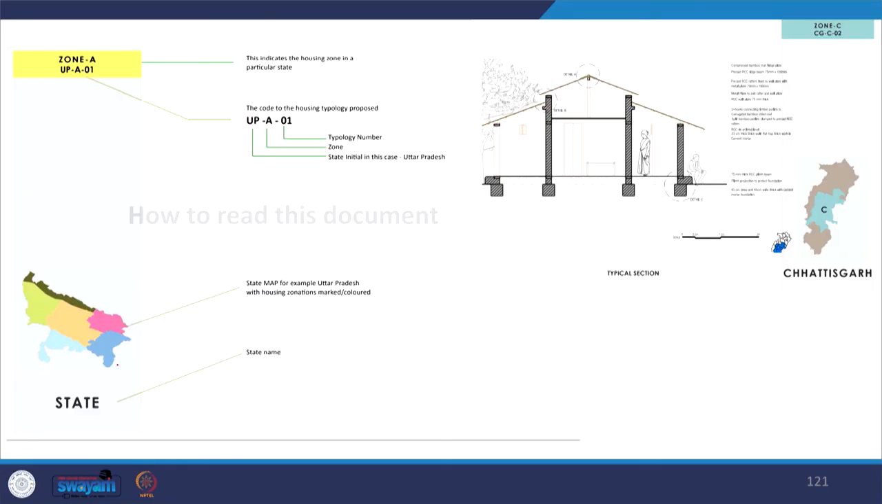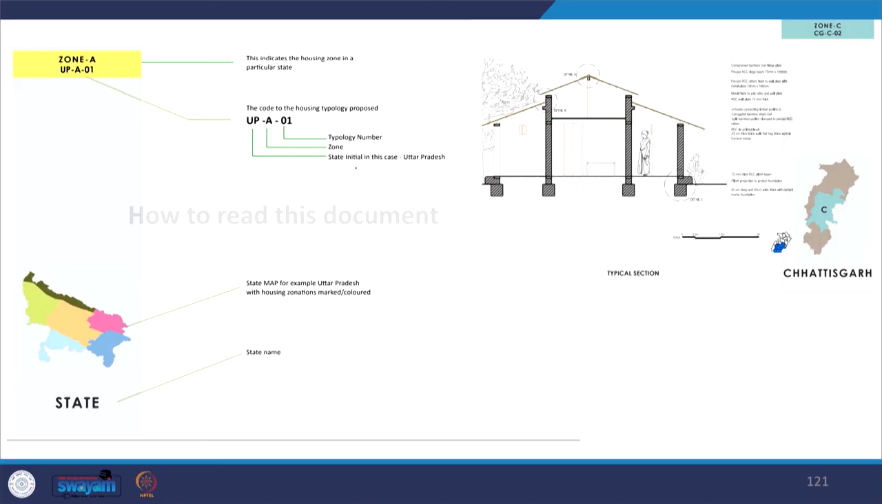What they did was document about 13 states, and in each state they identified different zones. You have the state name and the state map with different housing zonations. For example, a particular state like Assam will have a part of the region with hills, a part with a valley, and a part with plains. They numbered these, for example UPA01, which has the state initial for Uttar Pradesh, the zone A, and the typology number. Within a zone there may be 2-3 typologies. This is how they prepared a document that a common man can read and understand.